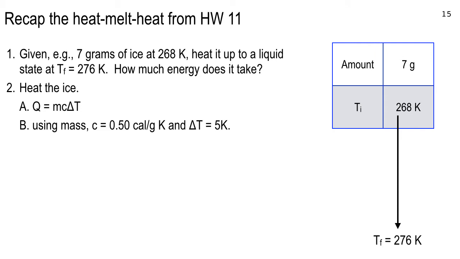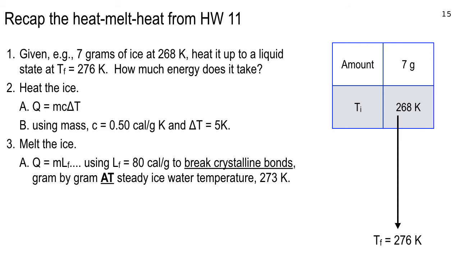Now, in this problem, in the homework, everybody had a 5K, because everybody started at 268, and it's 5K up to the melting point. Then you have to melt the ice. All right, now this is a different problem, okay? And you use the idea of latent heat of fusion.